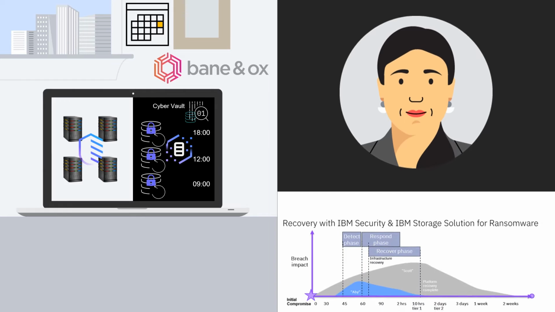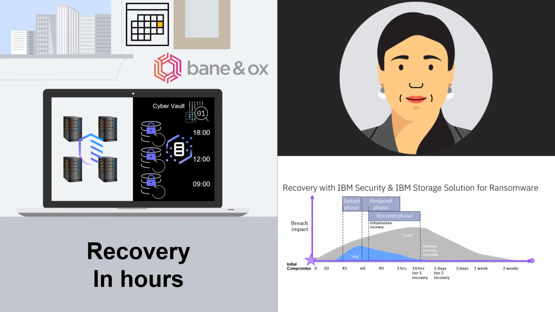Because Abby had IBM's solution for ransomware, the threat was detected faster, enabling her to respond and recover the data faster. So from point of detection to having the critical application back took just 2 to 3 hours and ensured no ransom had to be paid.